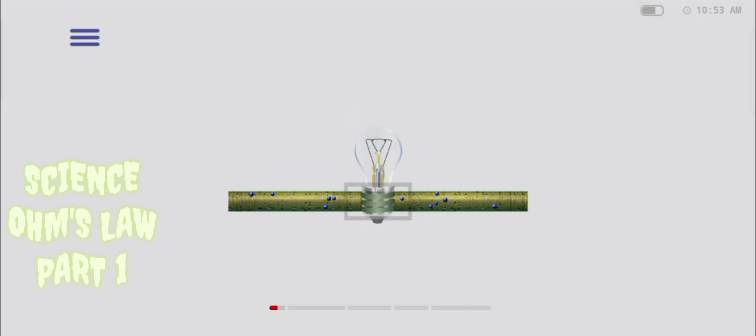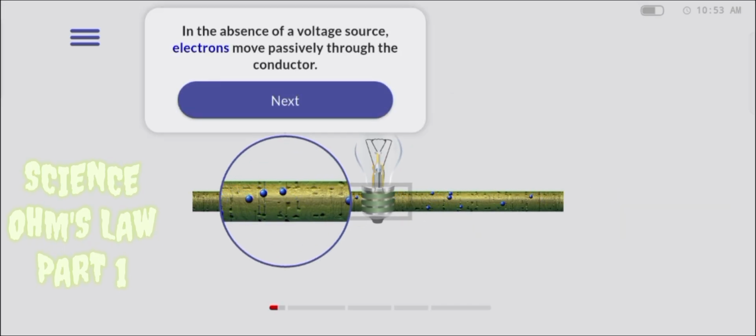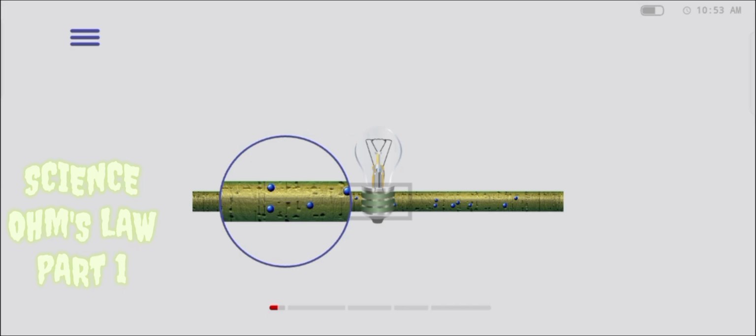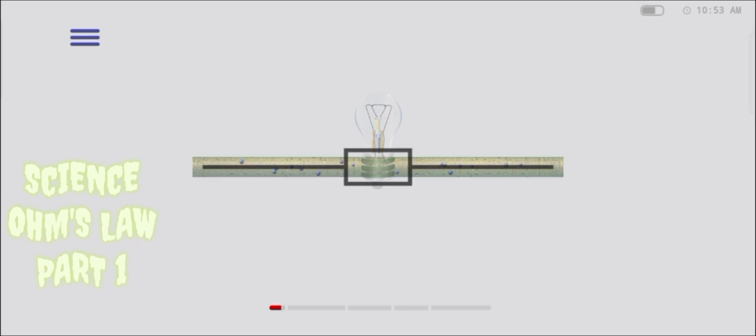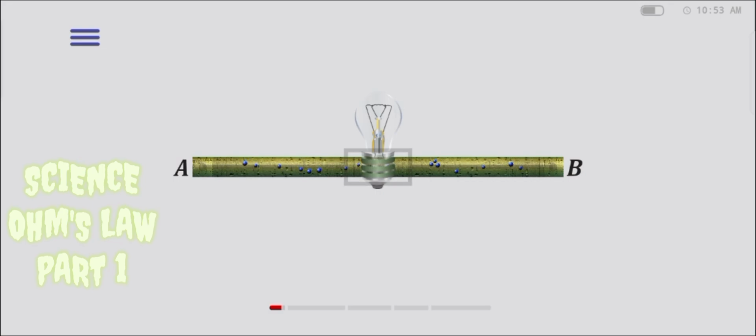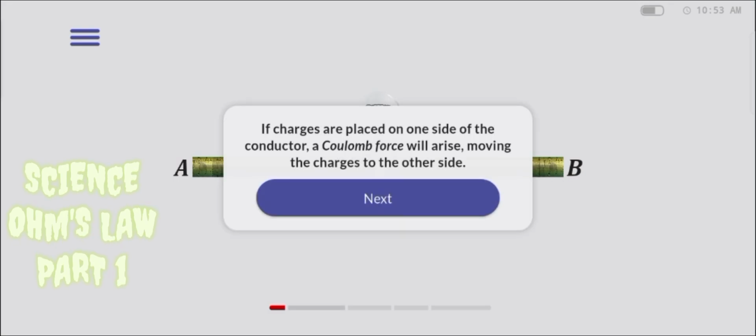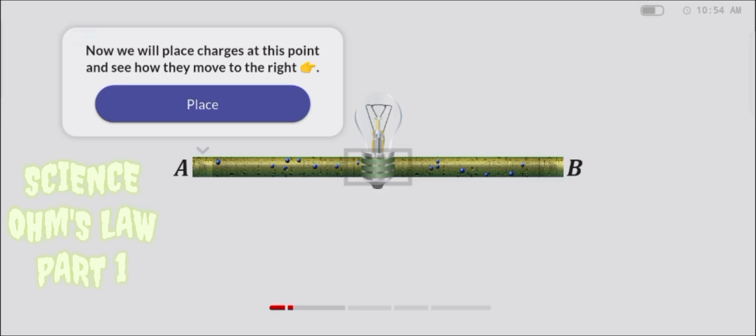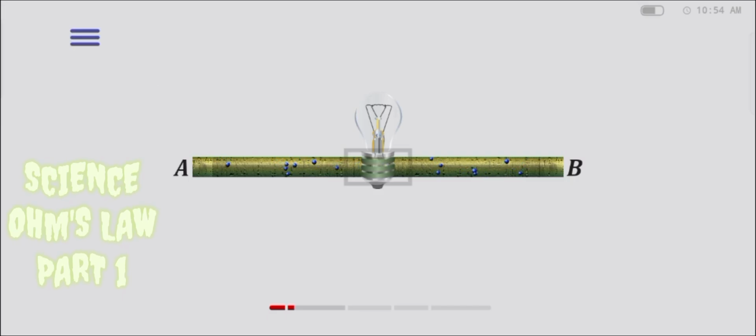Let's designate the ends of the conductor with symbols A and B. If charges are placed on one side of the conductor, a Coulomb force will arise, moving the charges to the other side. Now we will place charges at this point and see how they move to the right. When the number of charges at the ends of the conductor becomes equal, the electric current stops flowing.